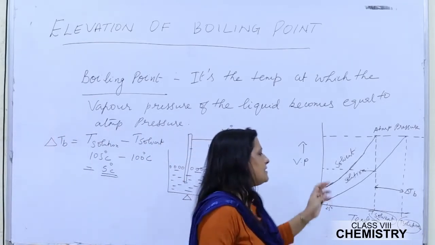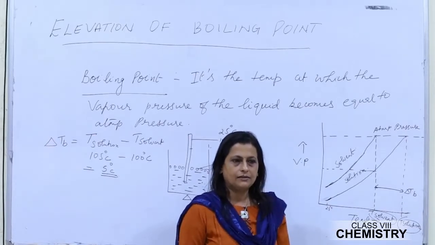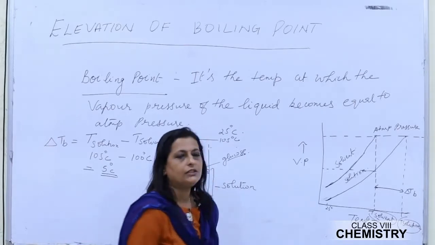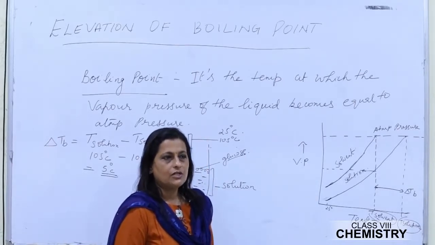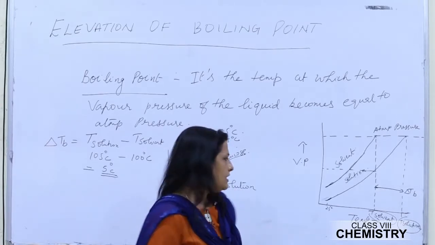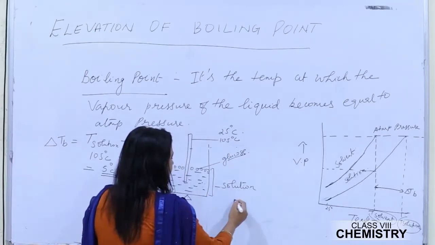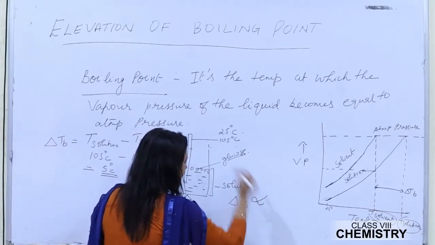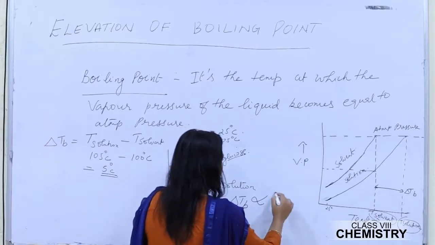So why is this elevation in boiling point coming? The elevation in boiling point is coming when you are adding what? Non-volatile solute. So it depends upon what? The amount of non-volatile solute. So delta TB, that is elevation in boiling point, is directly proportional to the amount of the solute.